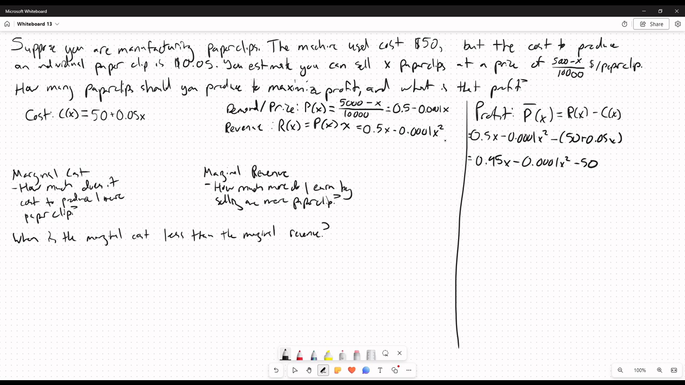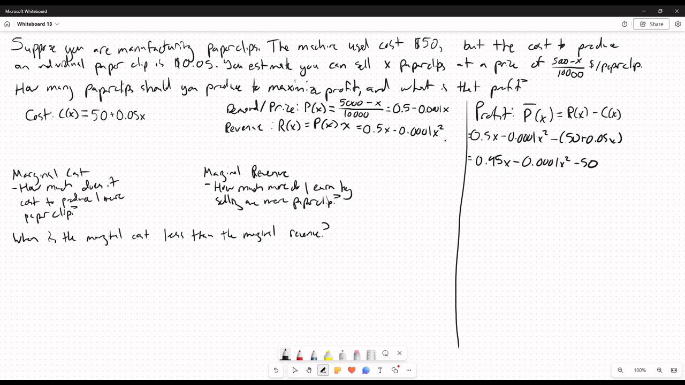Because as long as the marginal cost is less than, or maybe even equal to, the marginal revenue, we're still making money because it's costing us less to produce the paperclip than we're making by selling it. So I want to sell whenever the marginal cost is less than the marginal revenue. At some point, those things will be equal, and then past that point it's going to flip around, where the marginal revenue will be less than the marginal cost, meaning that I will be making less money than it cost me to produce the paperclip.